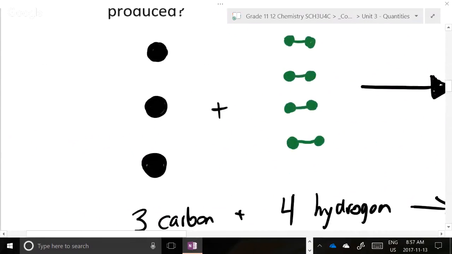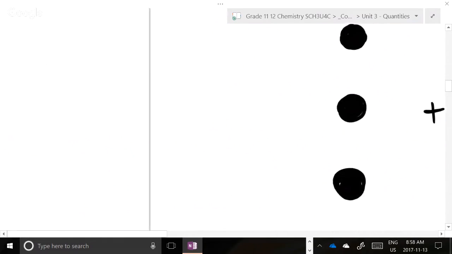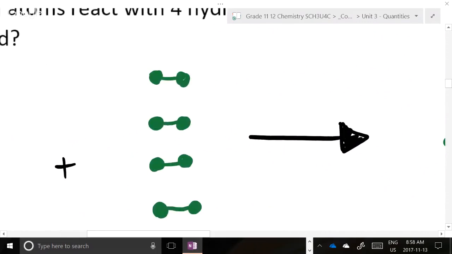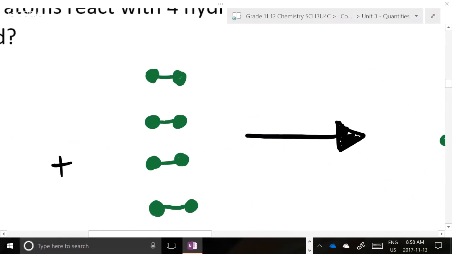I want to look at this question. If all I knew about was how much carbon I had, like this, how many methanes could I make from that? If I use all my carbon, how much methane can I make? 3 methanes. Good. Now, let's ignore that. If I use all of my hydrogen, how much methane could I make? 2. So how much methane did I actually make? 2. Why? The hydrogen limited your amount of methane.